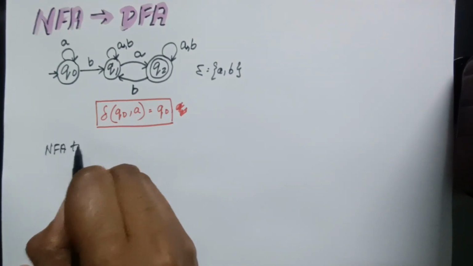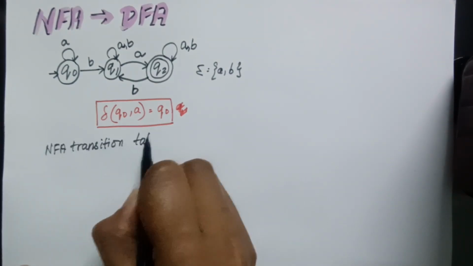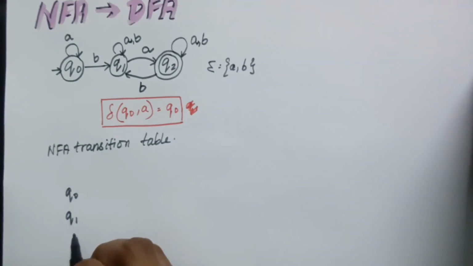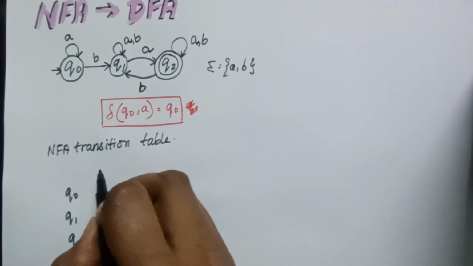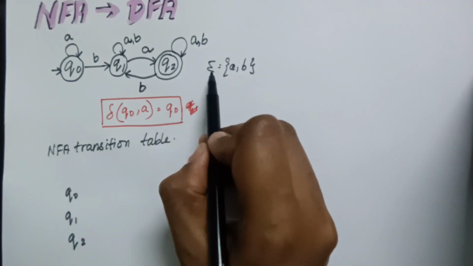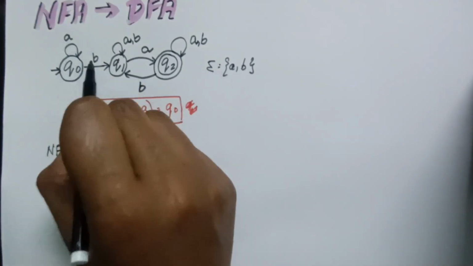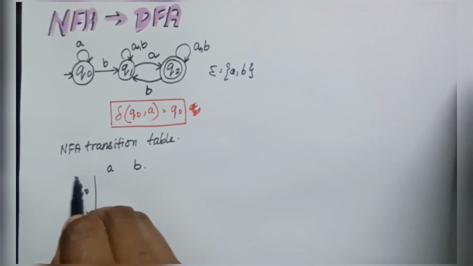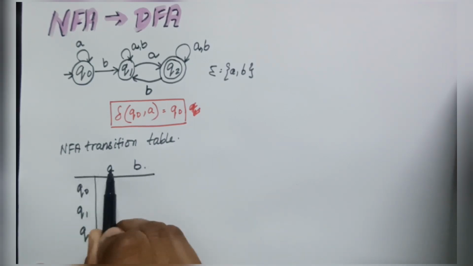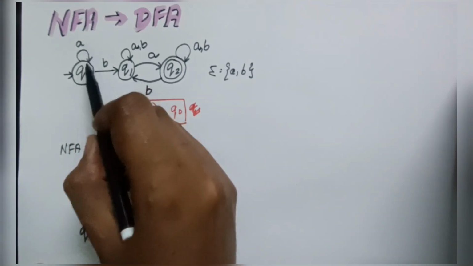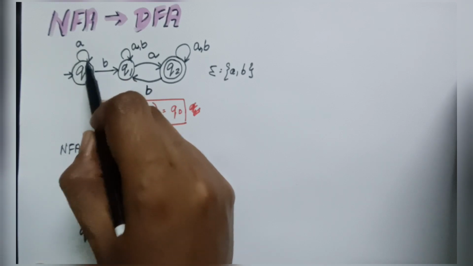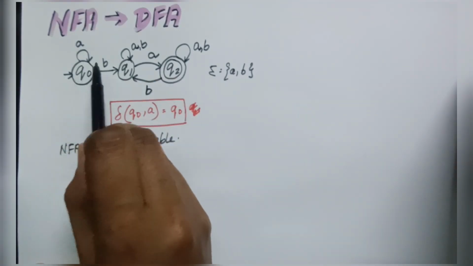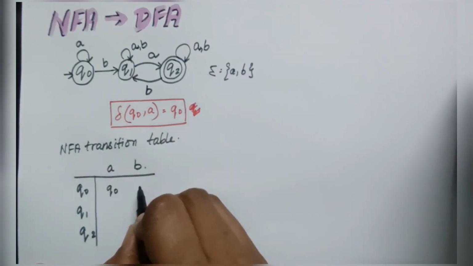So NFA transition table. How do you draw it? We have the states. Then we have the input alphabets. What are our input alphabets? We have two input alphabets, A and B. So now Q naught with A transition, it leads to which state? Q naught, outgoing transition A, it leads to Q naught. So we will have Q naught here. Q naught with B transition, it leads to Q1.